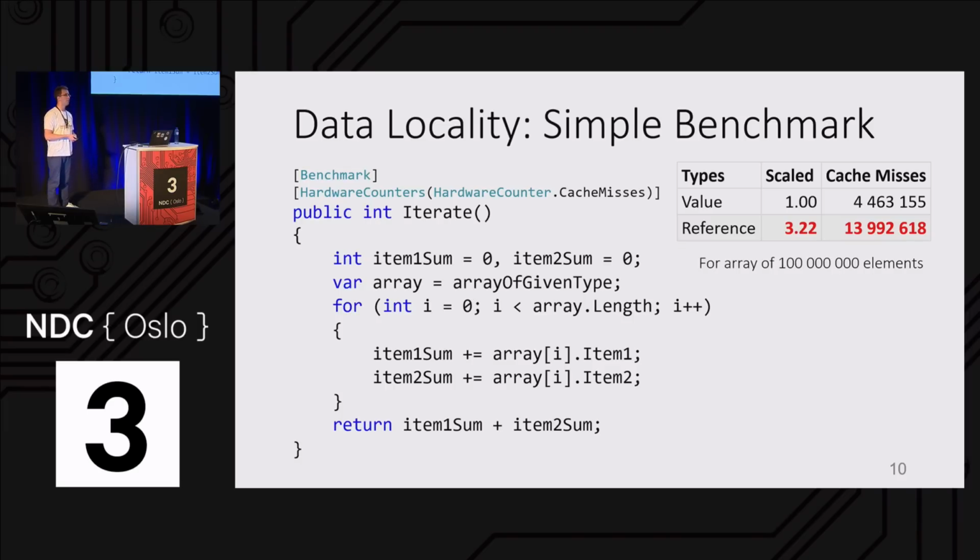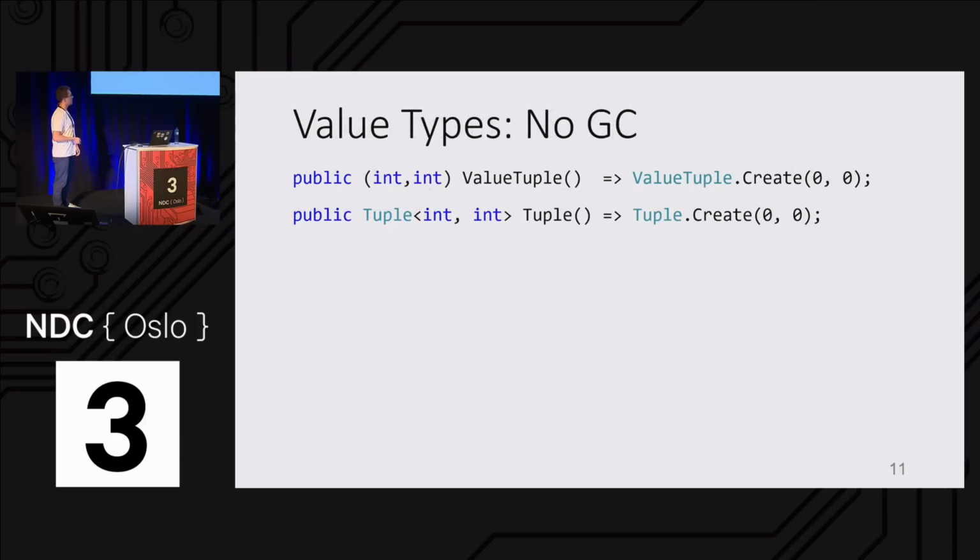In that case, for 100 millions of elements, doing this with reference types was more than 3 times slower. And as you can see, the cache misses were more than 3 times common. And this affects performance. This is really important to understand modern CPU architecture, because data locality has a great effect on the performance. And another great benefit of value types is that they are not affecting garbage collector.